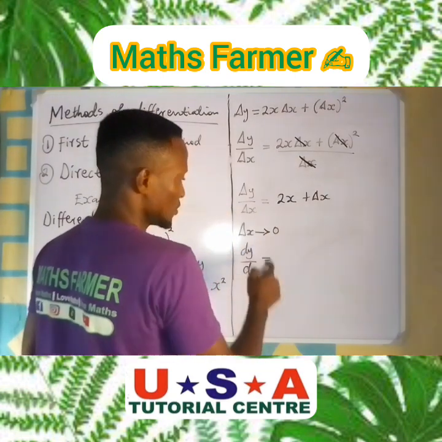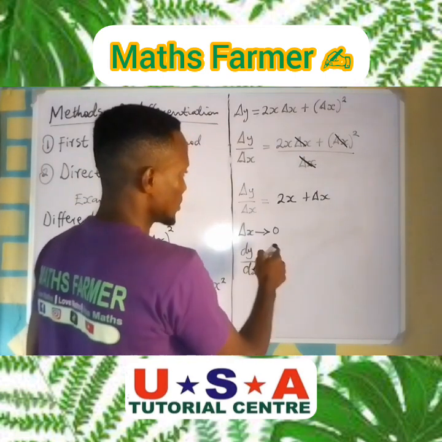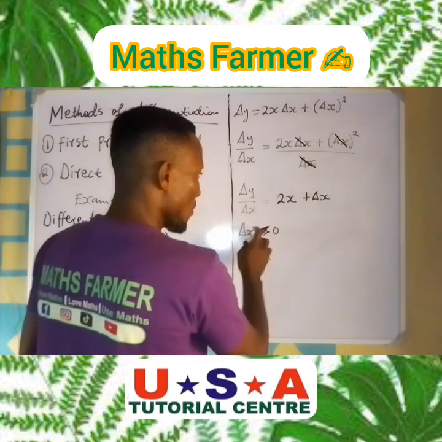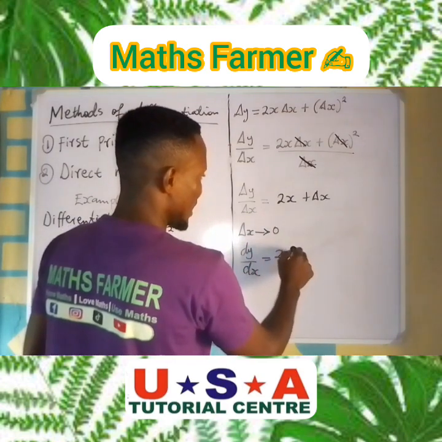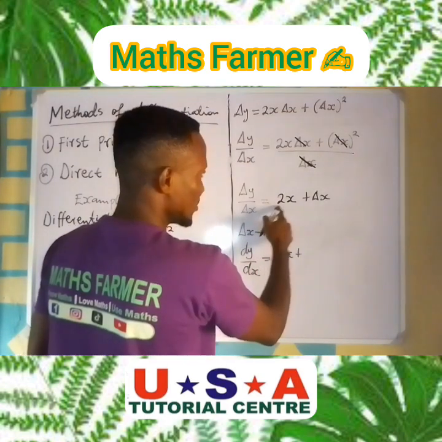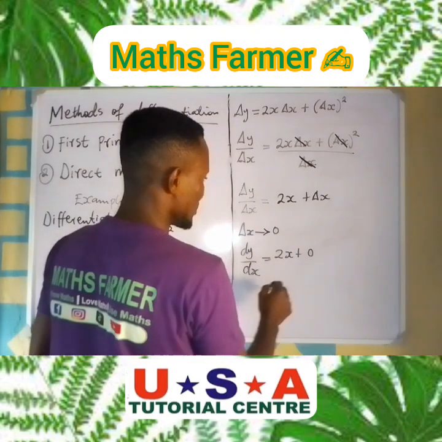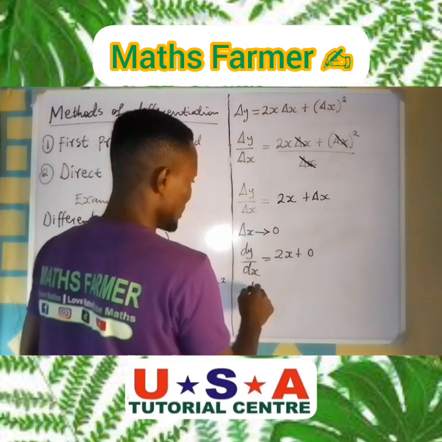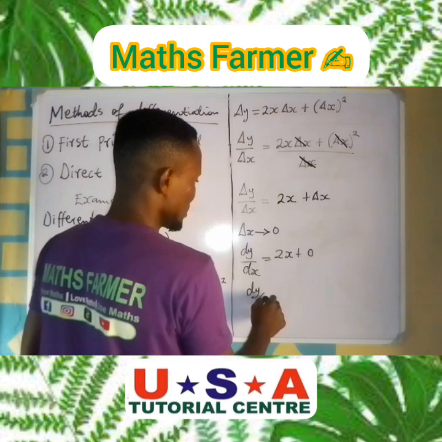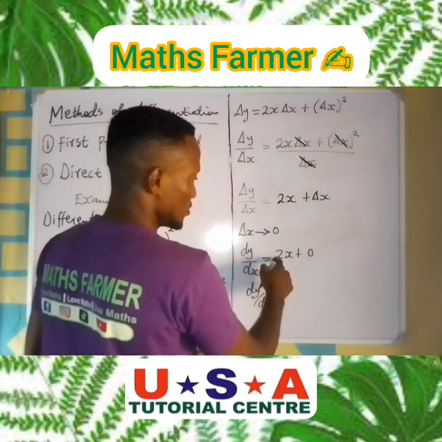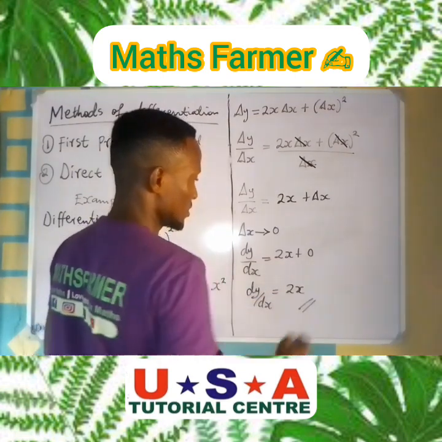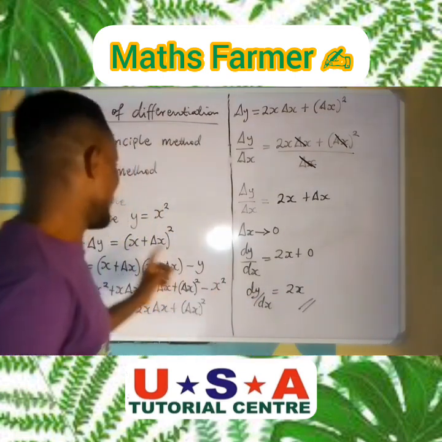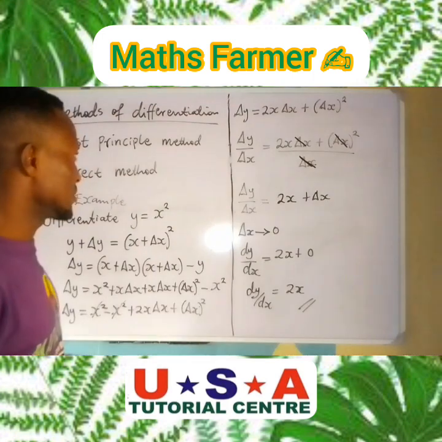That is the derivative of y with respect to x. So now, whenever we see delta x on this right hand side, we put 0. There is no delta x in this term. There is delta x here, which is now 0. So finally, dy dx is equal to 2x plus 0, which gives us 2x. This is the result we get when we differentiate this function.